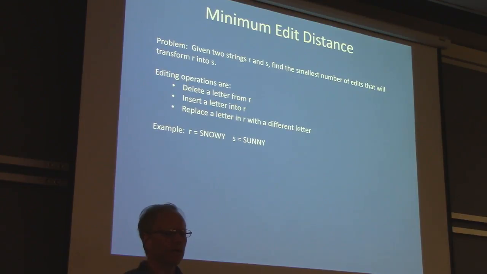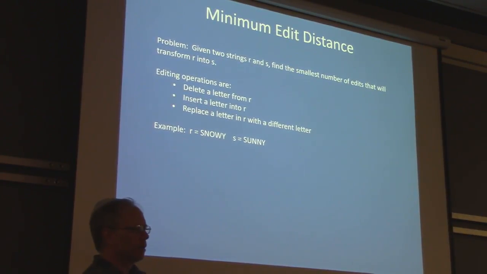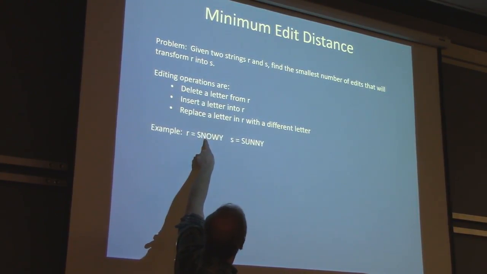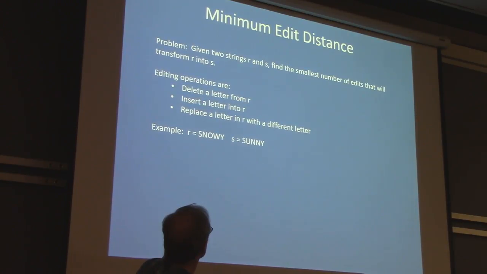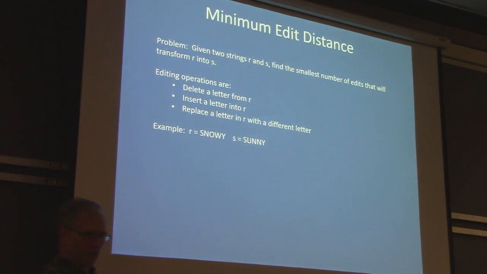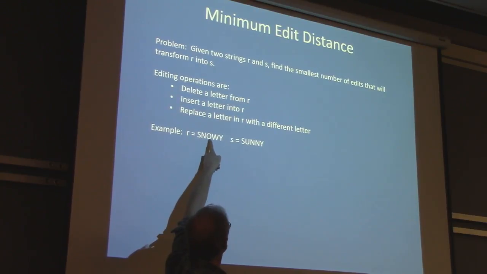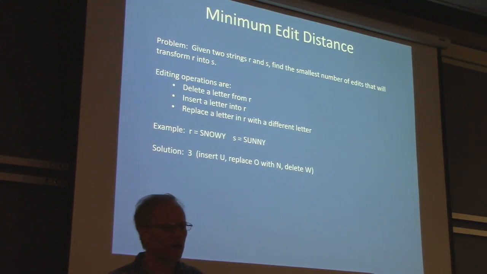So for example, what would be the minimum edit distance between snowy and sunny? How many edits does it take to convert snowy into sunny? 3. So what do we have to do? We could change this to a U, change that to an N, change that to an N. Okay? Is there another 3 edits that would do the change? Yeah? Delete O and W and then insert U. Well, yeah, we could stick a U between the S and the N. Yeah, convert O to an N and delete the W. Okay? So that's the one I have on the slide here.